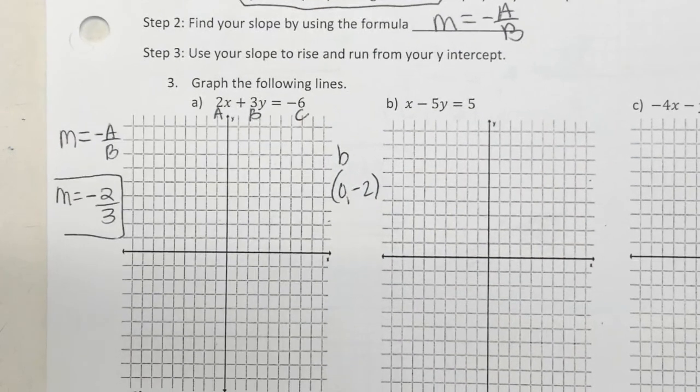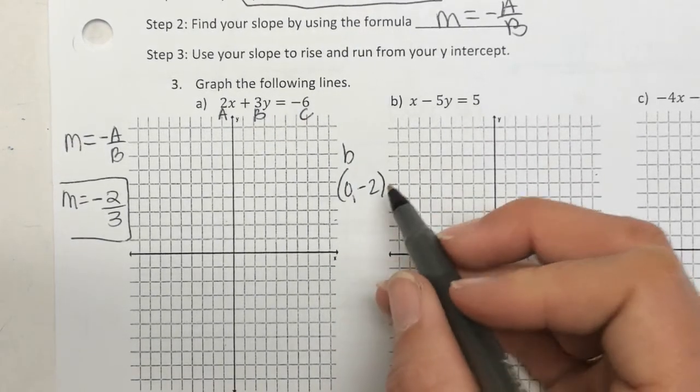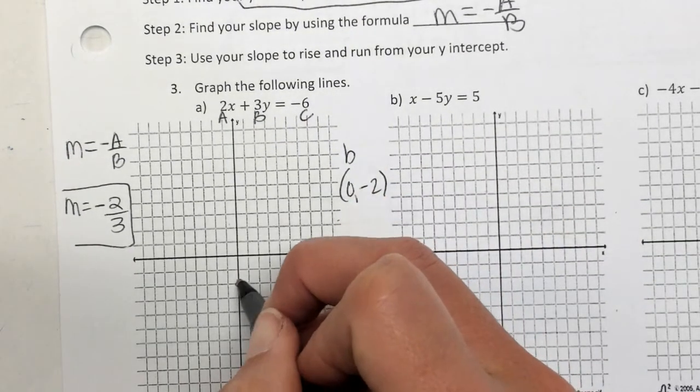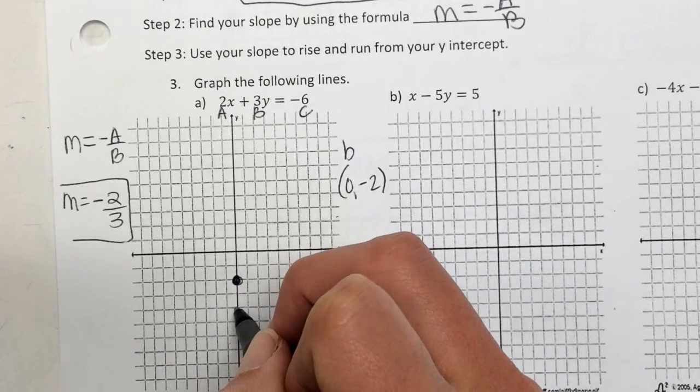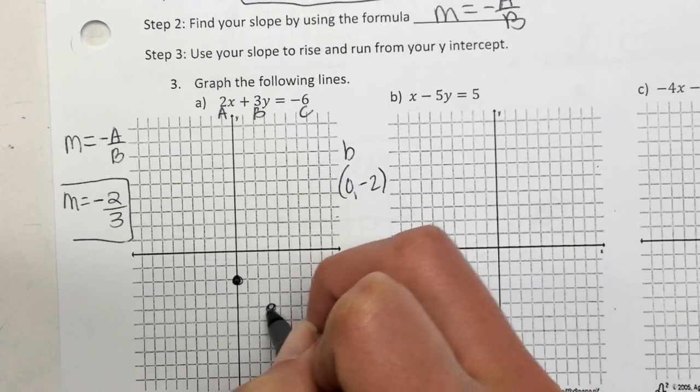No. So from here, you just graph negative 2. And then we would go what? Down. Over 3 which way? To the right. Good. Go ahead and graph.